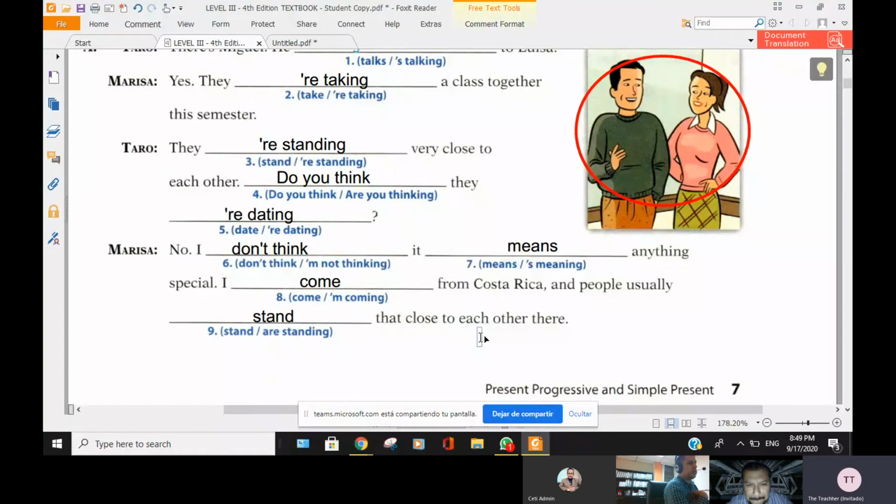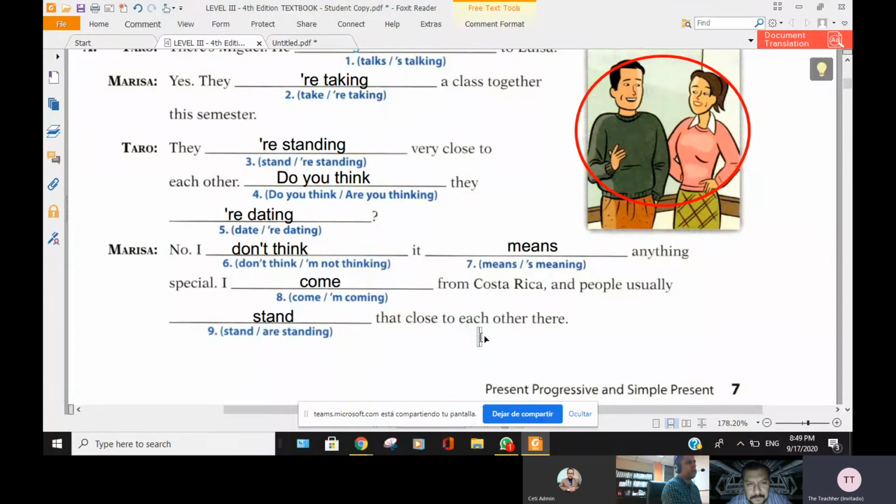Correct. If it's a usually, that means it repeats itself. That means it always happens. So it's going to be in the simple present. We're going to say and people usually stand that close to each other. So in Costa Rica, it's common for people to stand close to each other, is what he's explaining. It does not mean they're dating.